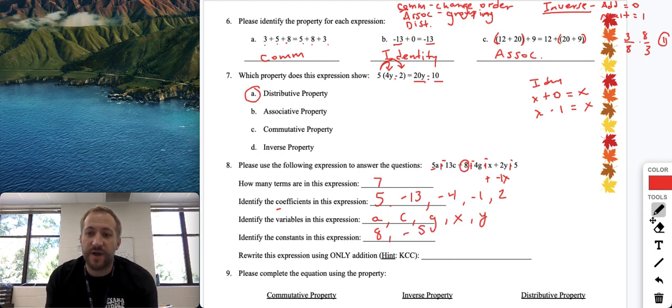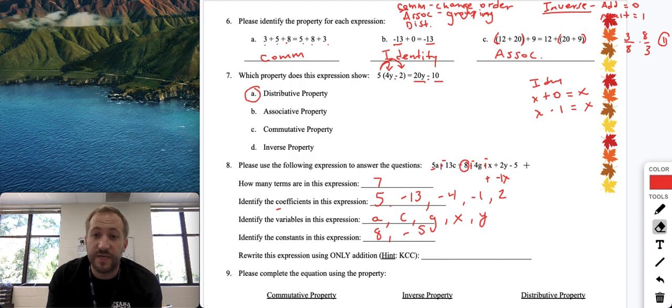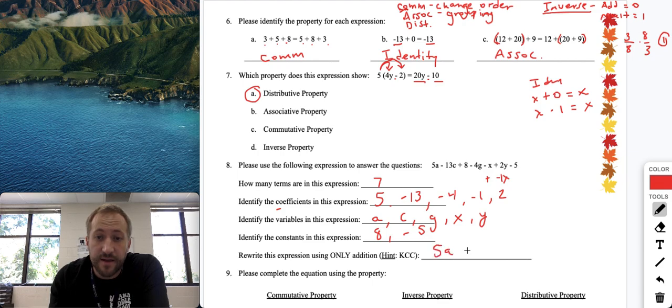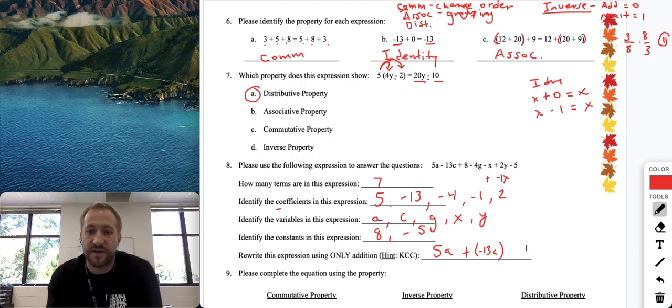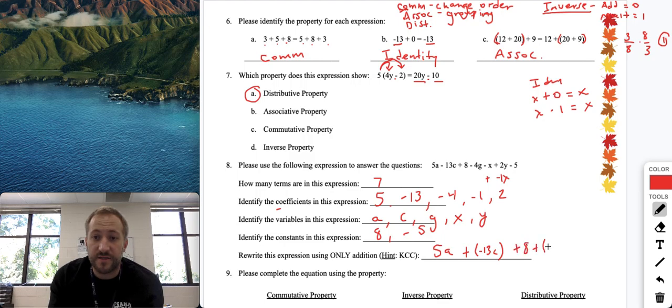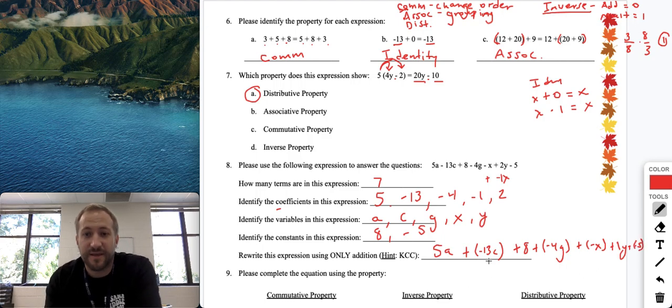And the last one, rewrite that expression using only addition. Let me erase that so we can rewrite it. So if I was going to use only addition, I would have 5a plus negative 13c. I keep the parentheses there just to separate the plus sign from the negative sign. Plus 8 plus negative 4g. Plus negative x plus 2y plus negative 5.